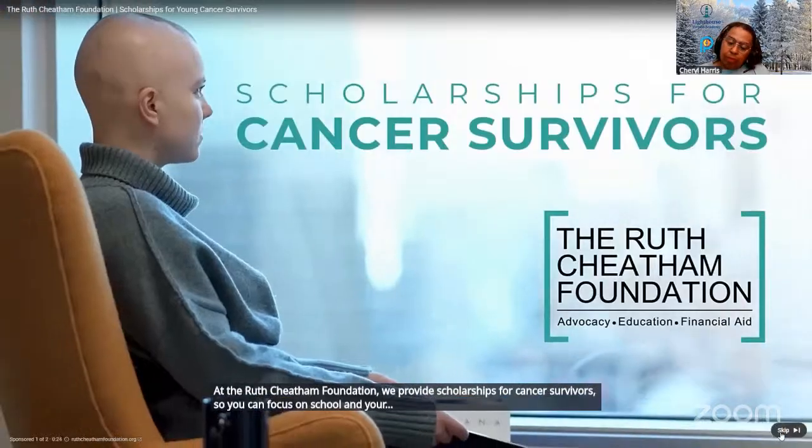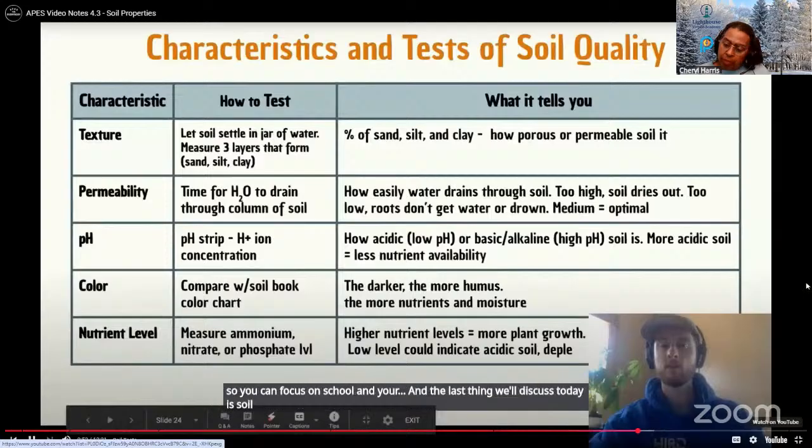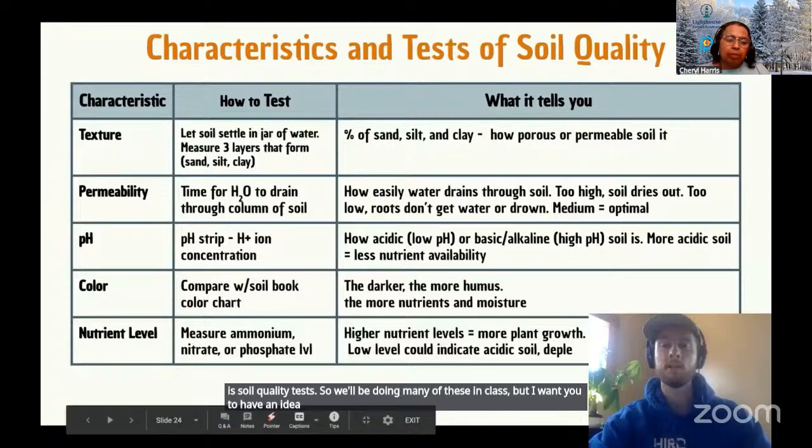And the last thing we'll discuss today is soil quality tests. So we'll be doing many of these in class, but I want you to have an idea of what they are before we get to that.